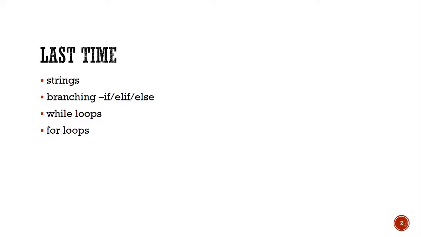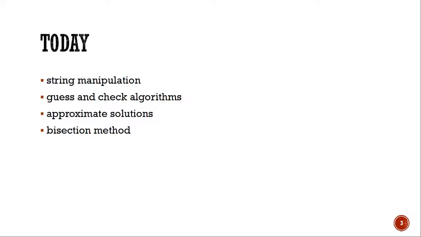In last week's presentation, we briefly presented the strings data type. We also discussed how to perform branching using if statements, if-else statements, and if-elif-else statements. We also explored the use of while loops and for loops. This week, we will be discussing string manipulation, guess and check algorithms, approximate solutions or approximation algorithms, and specifically we will discuss the bisection method.